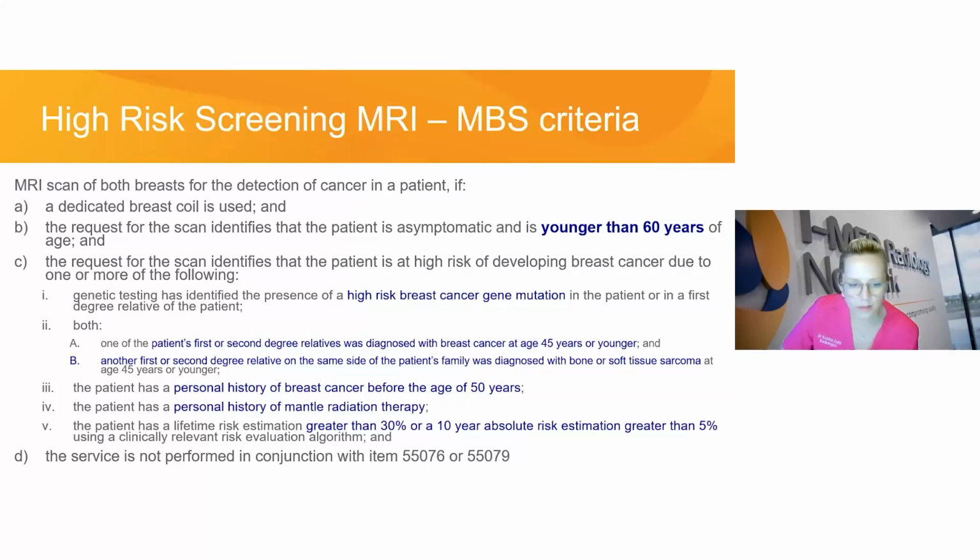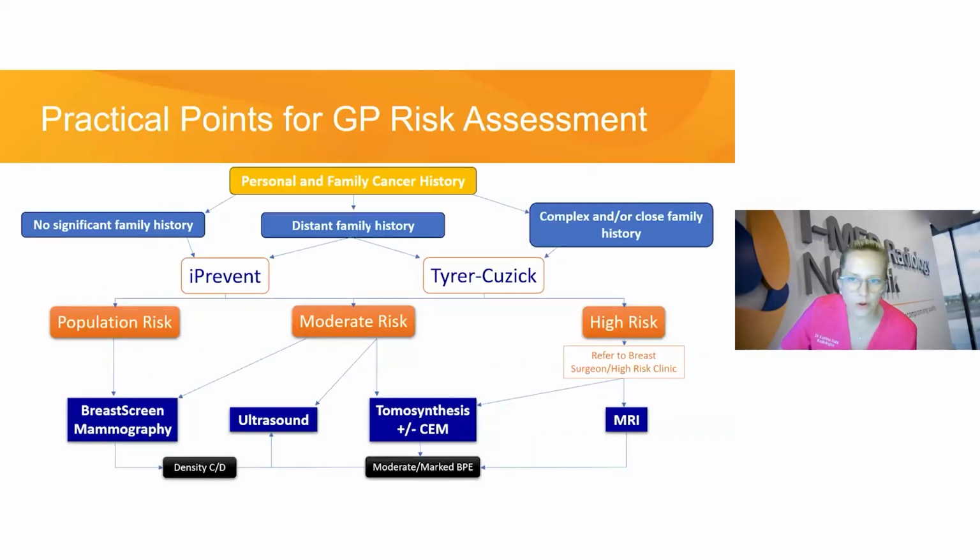The greater than 30% lifetime risk or greater than 5% 10-year absolute risk using Tyrer-Cuzick as a good test is eligible for high-risk screening. So I have compiled this very complicated stepwise approach, and this is my opinion, joining these two things together, and what I would like to get across to you this evening.